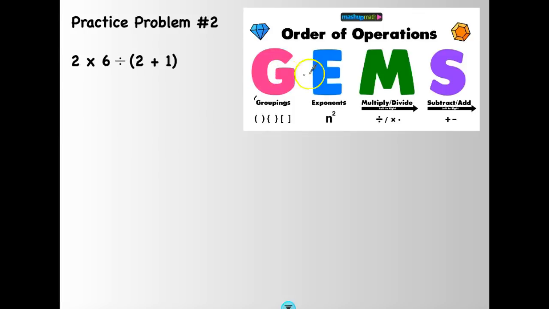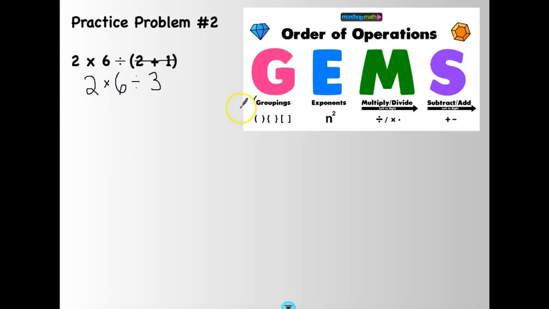So again, let's look through our order of operations. G, groupings. Let's look for any groupings first. I see parentheses, brackets, or braces, and I do see parentheses, so I'm going to do that part first. So I'm going to cross it out. 2 plus 1 is 3, and then I'm going to bring down the rest of my problem: 2 times 6 divided by 3.